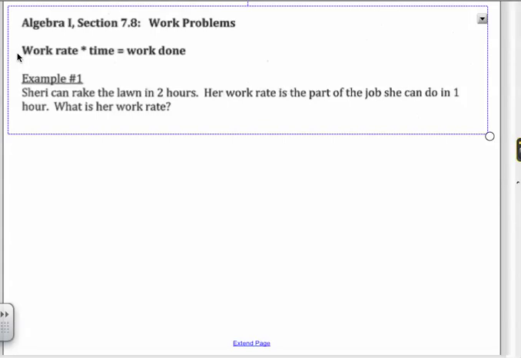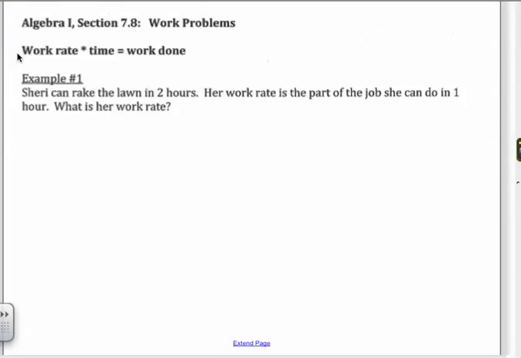And it's not unlike the distance formula. Okay, rate times time equals the amount of work done. Rate times time equals the amount of distance covered, right? You guys are familiar with that. Okay, well, let's look at this first part.